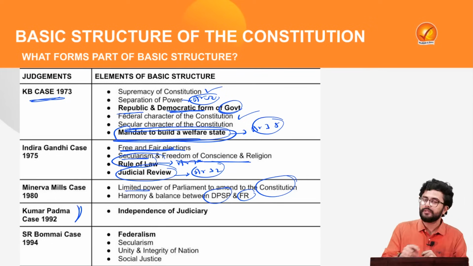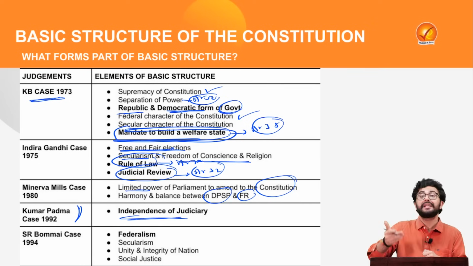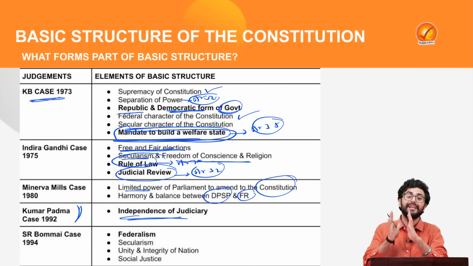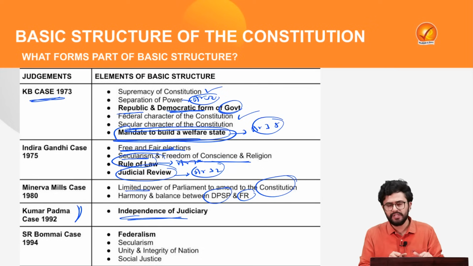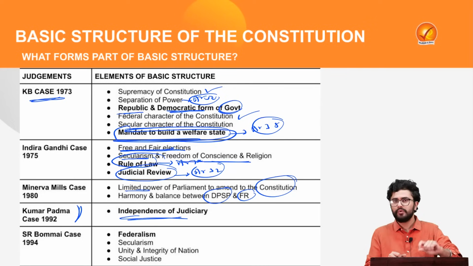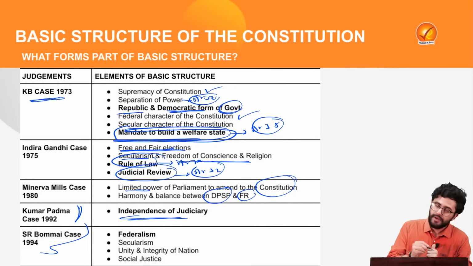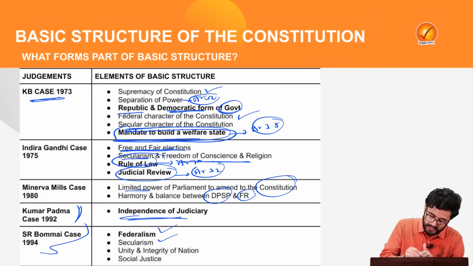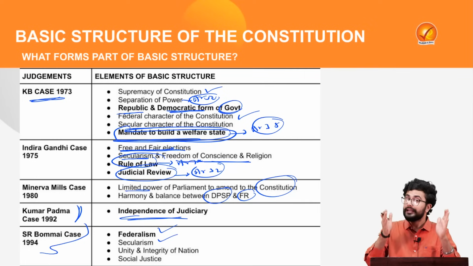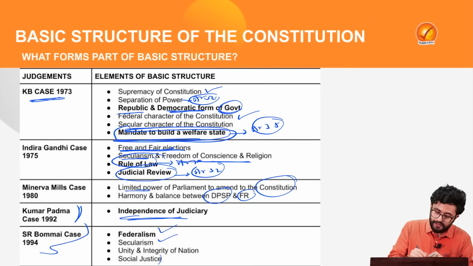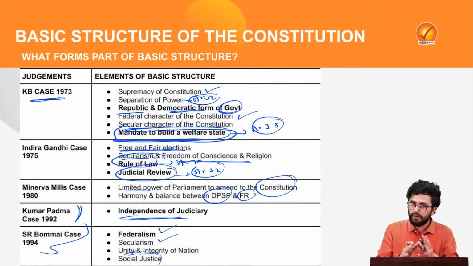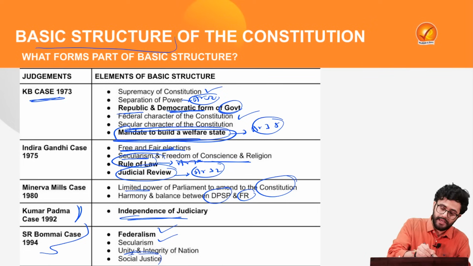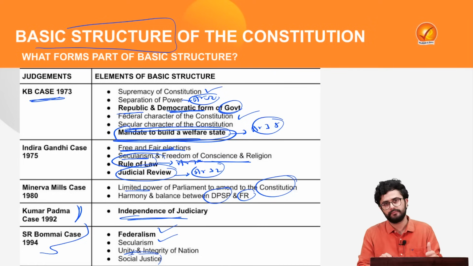Then, in Kumar Padma case of 1992, Supreme Court held that the independence of judiciary is also an essential feature of the Constitution, which is obviously very much important to uphold the democratic features as well. Then, in S.R. Bommai case of 1994, Supreme Court held that federalism, secularism, unity and integrity of the nation, and social justice, all of this form part of the basic structure of the Constitution.